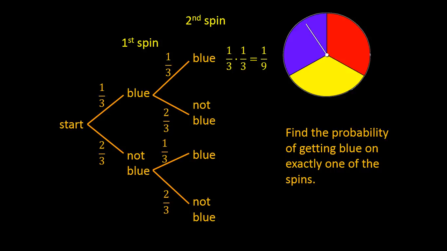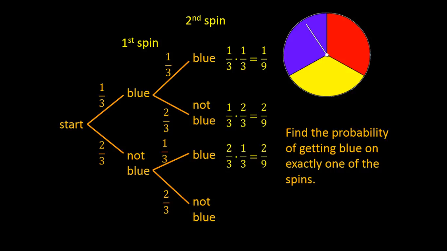Now if you look at the second path, that goes through blue on the first spin and then not blue on the second spin. If we multiply those probabilities along those branches, we have 1/3 times 2/3, which is 2/9. So the probability of getting blue on the first spin and not blue on the second spin is 2/9. If you go along the third path that we can choose, that would be not blue followed by blue. Those probabilities multiplied together are 2/3 times 1/3, which is 2/9.